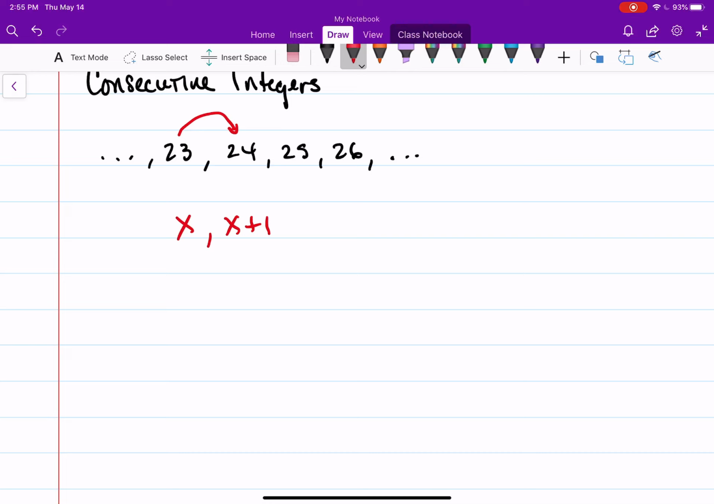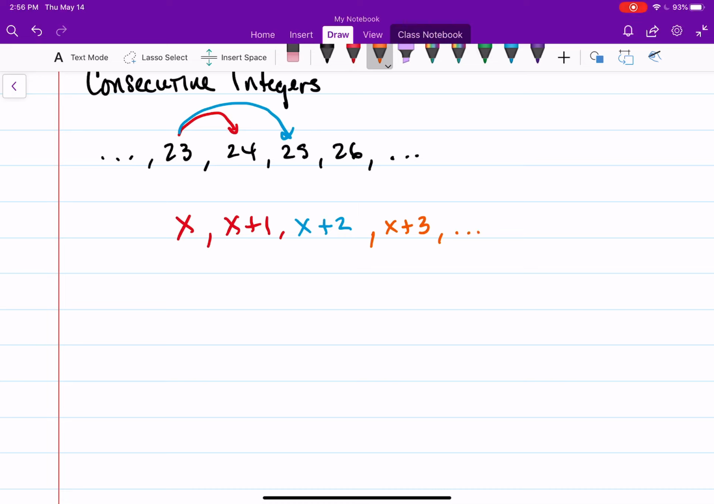Now, all these numbers are going to be in reference to X, the very first number. So what did I do to 23 to get to 25? I would add 2, okay? Or you can think of it as the previous one plus 1, which is still going to be X plus 2, okay? And then it will be X plus 3, and so on.